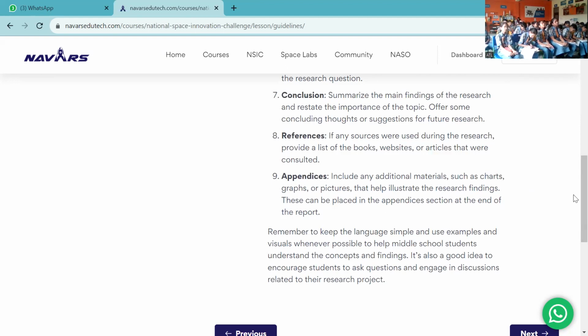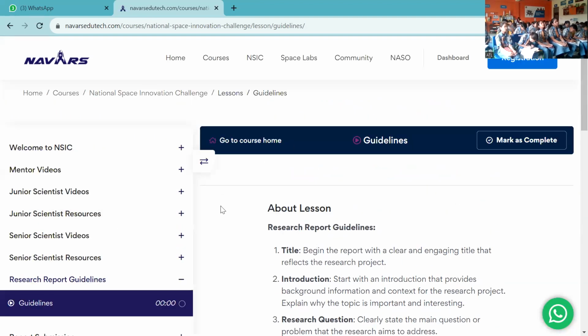So these are the 9 headings that you have to write in your research report, and you have to explain them and prepare your report in approximately 2000 words.